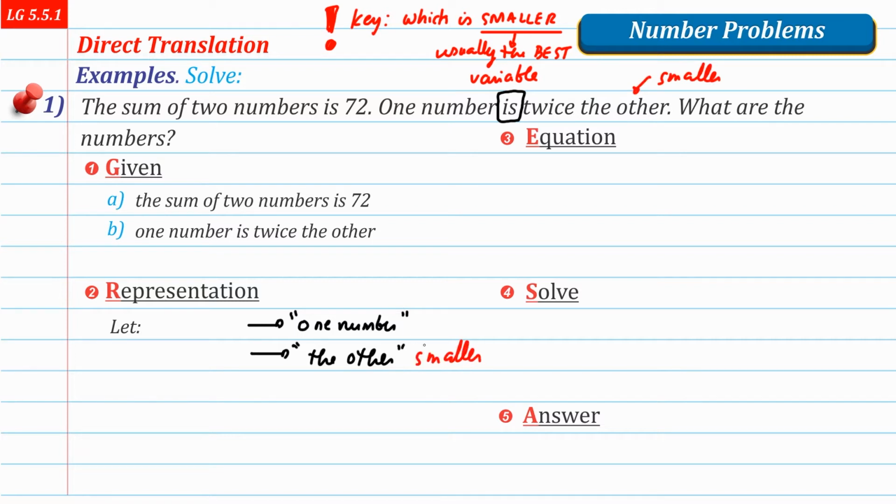Bakit kailangan yan? Kailangan kasi it's usually the best variable. If the other is smaller, let that be x. Kunwari, siya yung x. Ano si one number? Ulit, one number is twice the other. Ano ba yung the other? Diba the other is x? Very good, guys. That means yung one number can be represented by 2x. Do you agree? Nagets nyo?